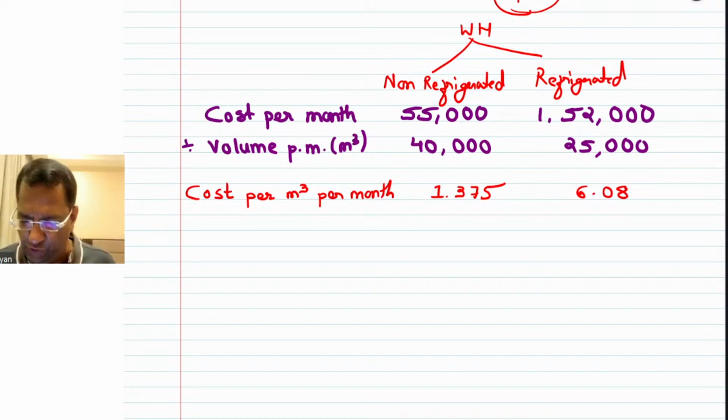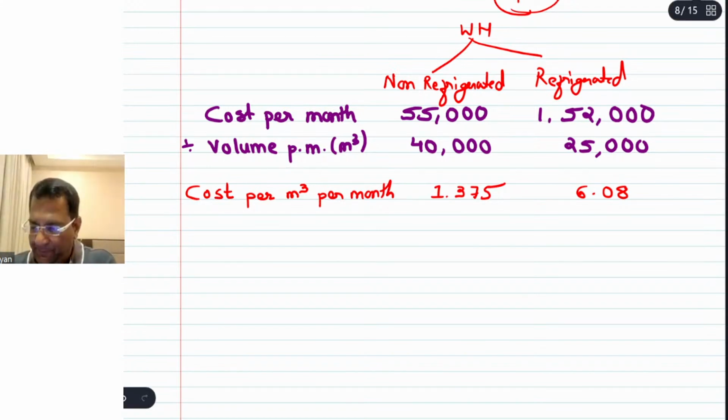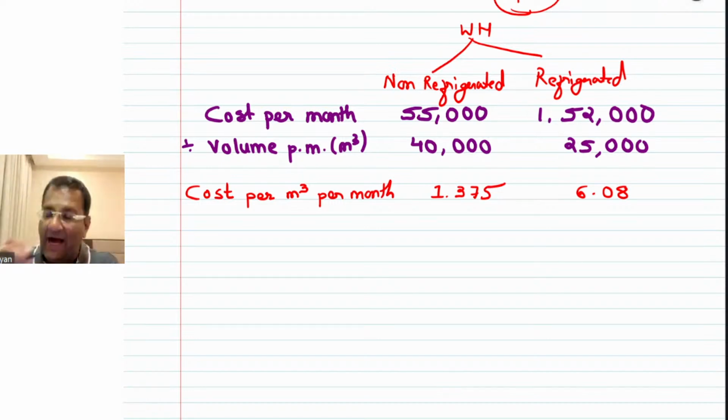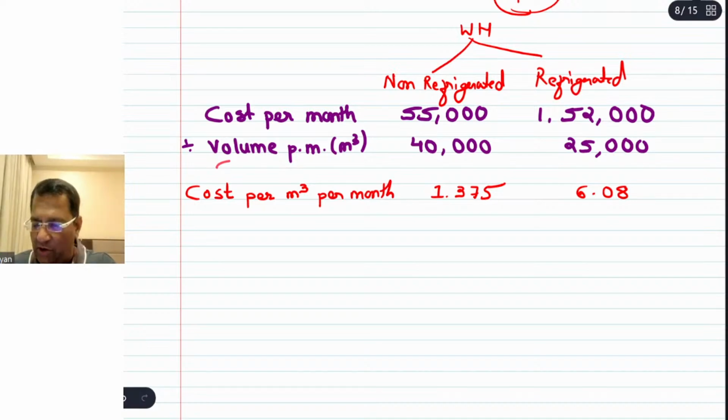Okay, beta, sorry for the disturbance. So I'm repeating the last point. My cost per month is 55,000 and my cost per month here is 1,52,000. And I have been given the volume per month in cubic meter, 40,000 and 25,000. So the answer I'm getting is 1.375 and 6.08.